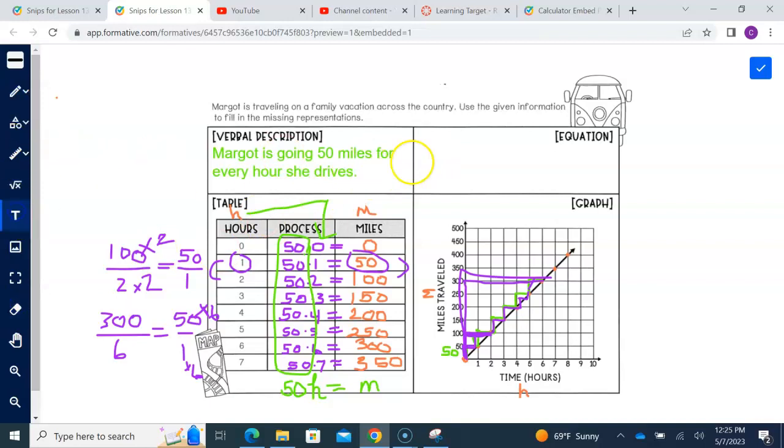So we're going to enter that right here. To get the number of miles, the miles is 50 times the number of hours. And that's the way the ratio relates as an equation. This is what the ratio looks like as a graph, 50 to 1. And this is what it looks like as a table. And to describe it, you just use the unit rate. Margot is going 50 miles for every 1 hour she drives, and you're all set.